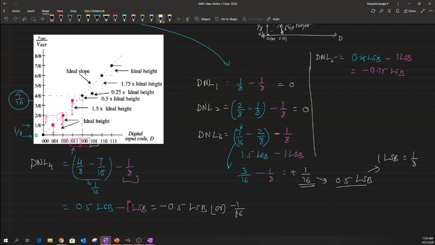And again we have DNL of 6, which starts with this definition. So we have an output value which is equal to 6 by 8 minus the previous value which is this quantity. Okay. So when I try to measure the difference between these two heights, we end up having a value which is equal to 1.75 LSB. Okay. So I'm just writing only the result of it, which is equal to 1.75 LSB minus this 1 LSB. So we end up having a value which is equal to plus 0.75 LSB.